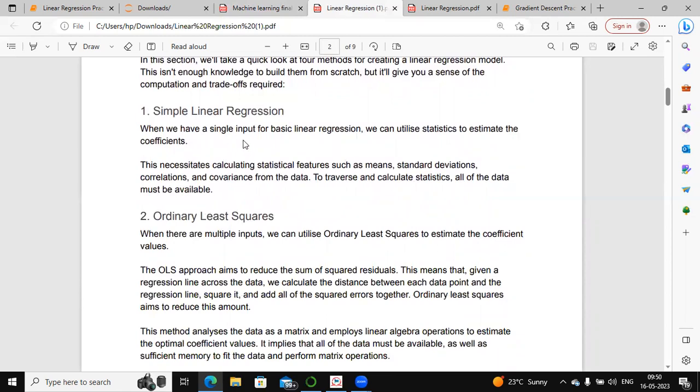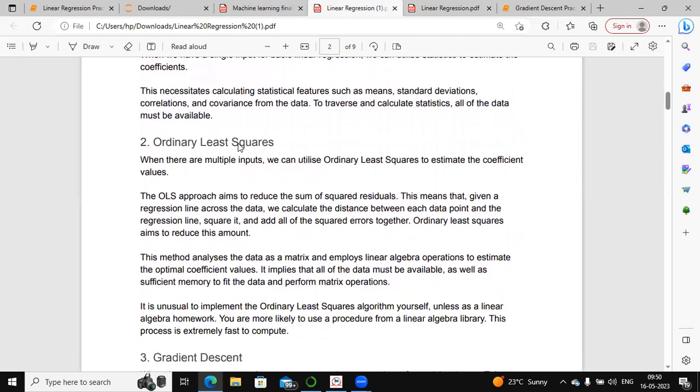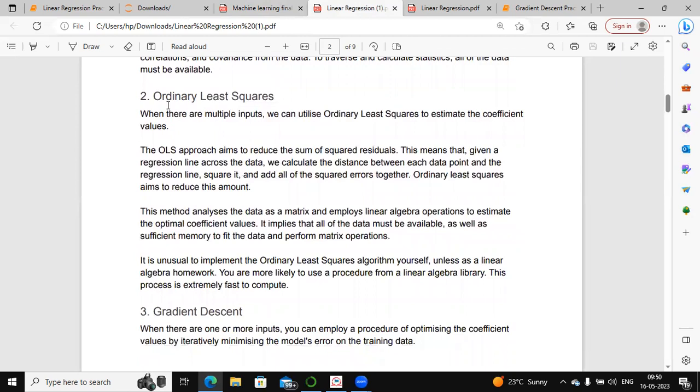When we have a single input for a basic linear regression, we can use statistics to estimate coefficients. The necessity is calculating statistical features such as mean, standard deviation, correlations, and covariance from the data. To calculate statistics, all of the data must be available. So leave this simple linear regression method for now. Let's consider the ordinary least square that we just discussed from the previous PDF.